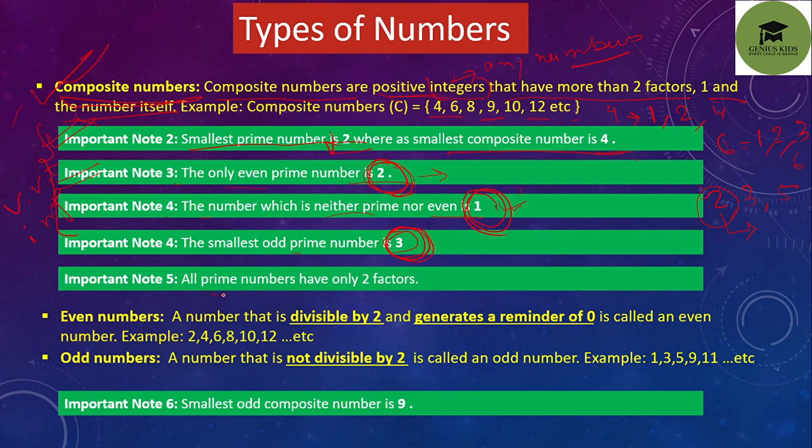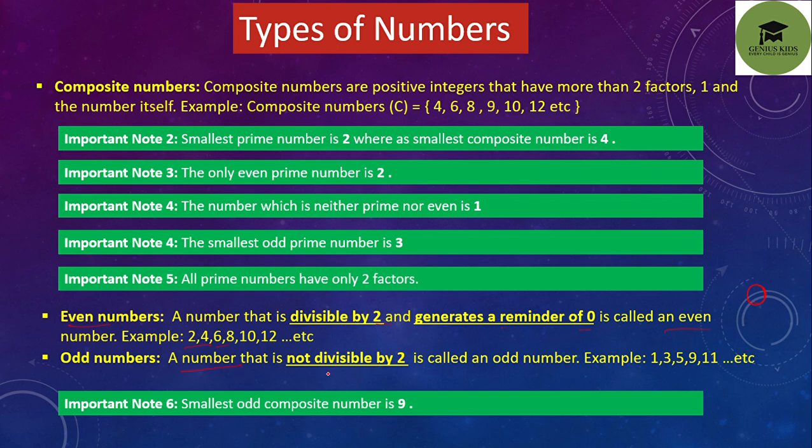Okay. All prime numbers have only two factors. You know that all prime numbers have only two factors. Okay. These 5 points are very, very important. Now the even numbers. What are the even numbers? The number that is divisible by 2 and generates a remainder of 0 is called an even number. So for 2, 4, 6, 8, if you divide by 2, you get the remainder 0.